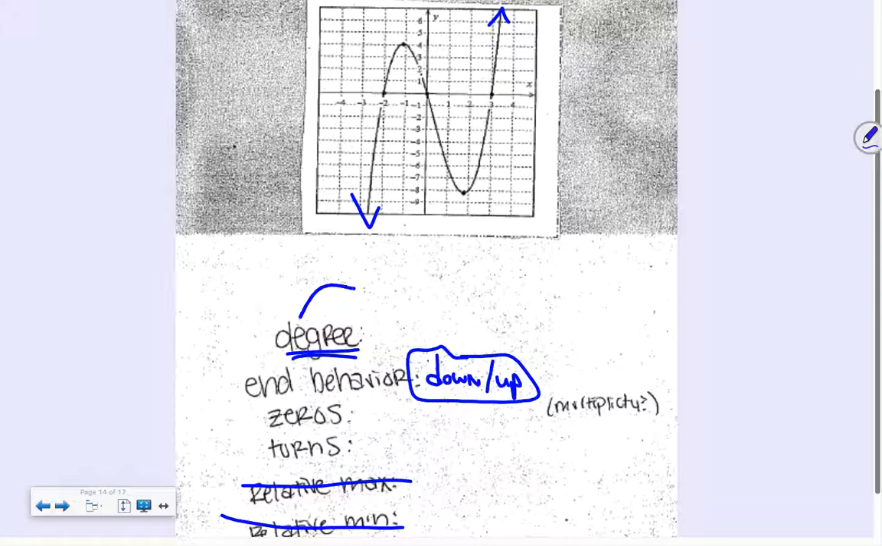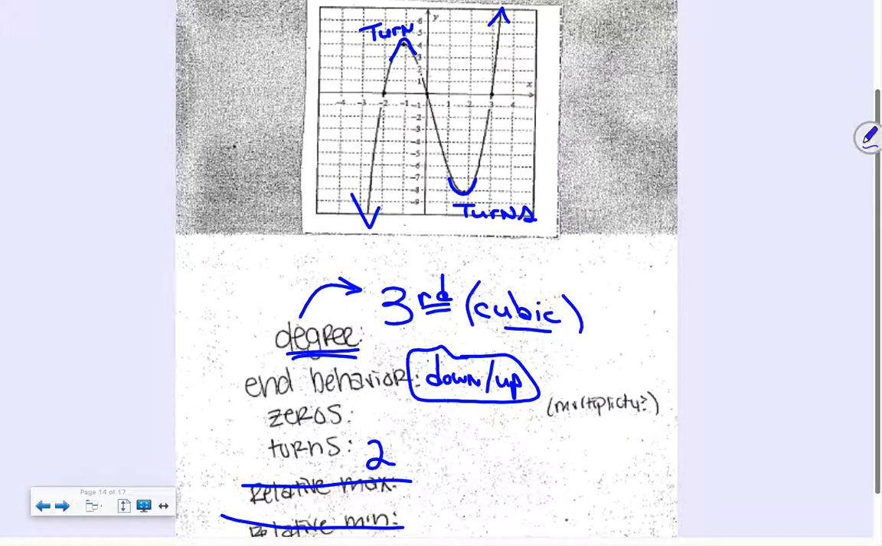Okay, what's the degree of this thing? 3. Why do you say 3? Because there's 2 turns. Okay, so number of turns, you counted 2. There's a turn, there's a turn. So these are called turns, right? 2 turns, how do I get the degree? I add 1 to the turns. 1 turn, 2 turns, add 1, it's a third degree. By name, we call that cubic, just so you know.